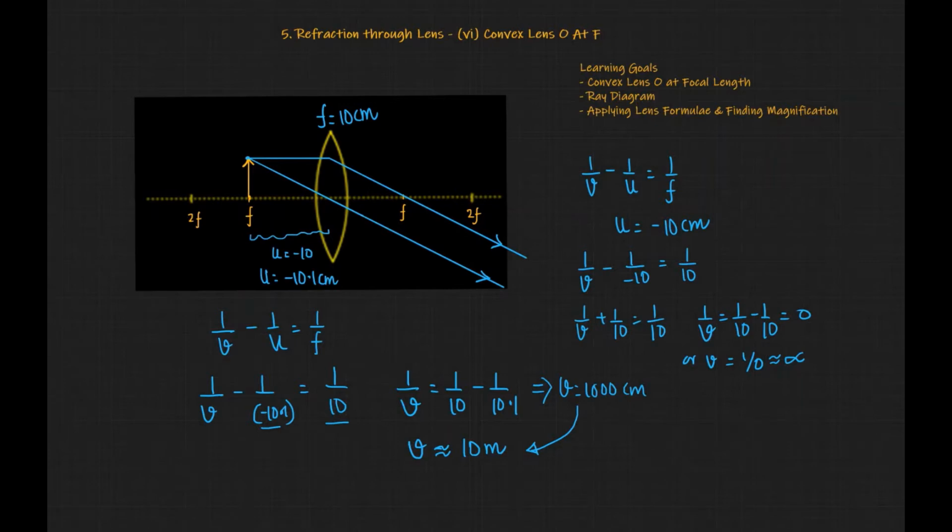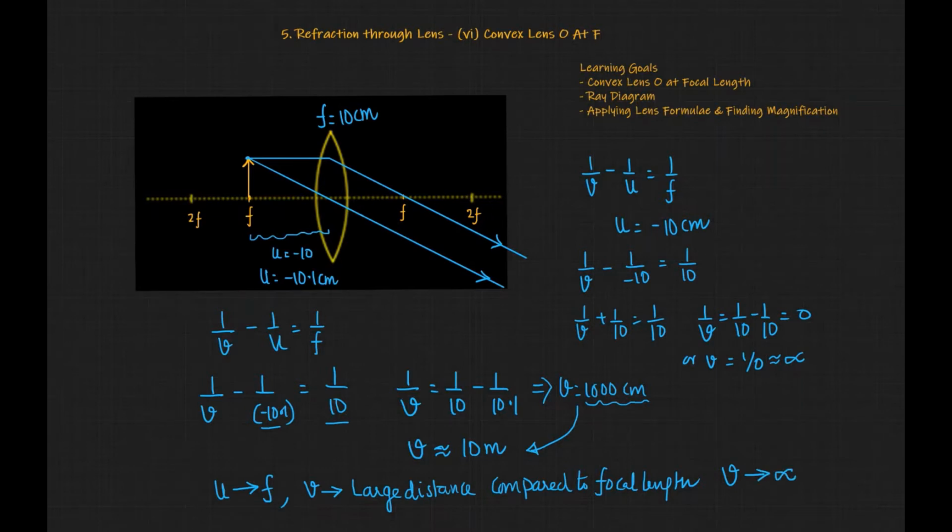Now what's important here is that when u is tending to f, that means u is very close to f, then your image is tending to a large distance compared to the focal length. Here you can see that the large distance is about 1000 centimeters. So we say that in other words, when u tends to f, v tends to infinity.